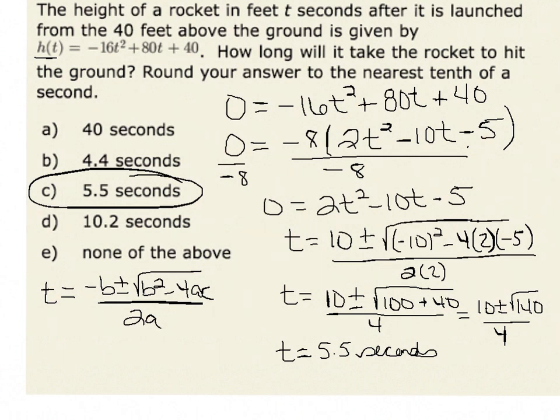We can check to see if this makes sense by plugging in 5.5, knowing that we'd have some rounding error. When I plug in h of 5.5, I get negative 4, which means it really is below the ground. This gives me an approximation that 5.5 seconds is the correct answer.